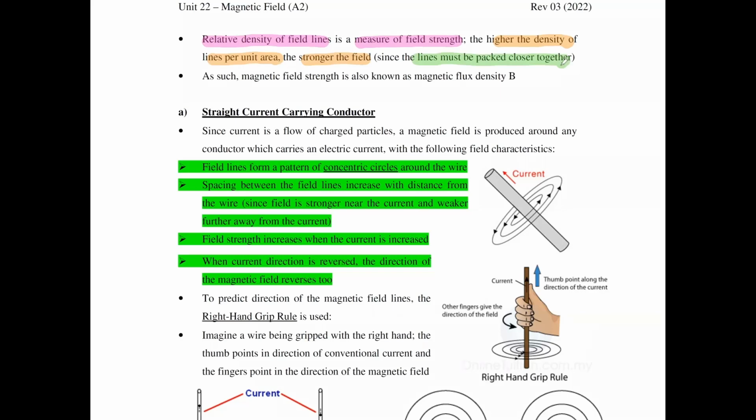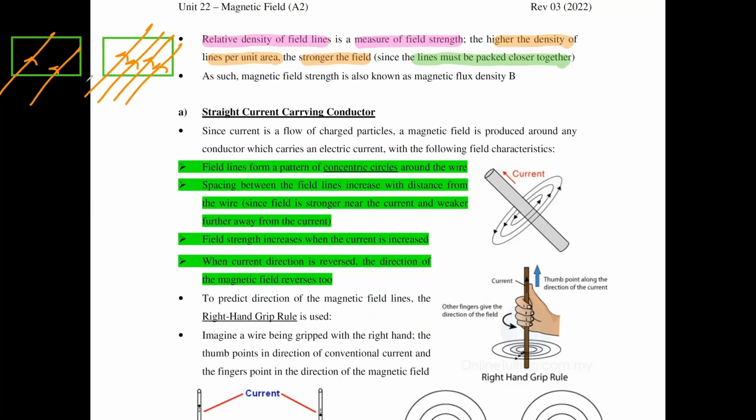So to illustrate this, let's just consider two areas that are of the same value. For the first area on the left, you have maybe only two magnetic field lines passing through it. But for the second area on the right, you have a lot more field lines passing through, like this. So if you compare between the first area and the second area, for the second area where you have a higher density of field lines, you have a higher number of lines passing through per unit area, the lines must be packed closer together in order to fit that same area.